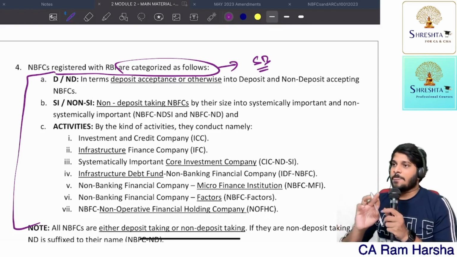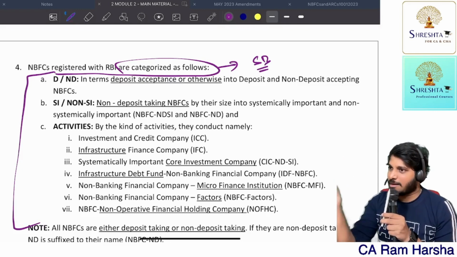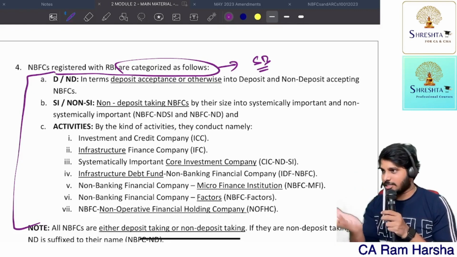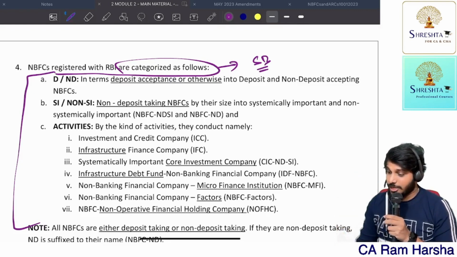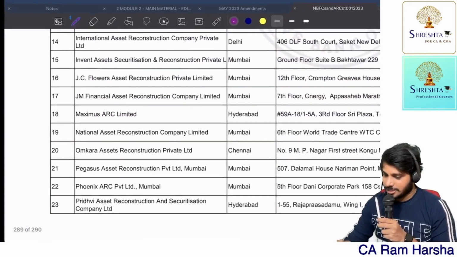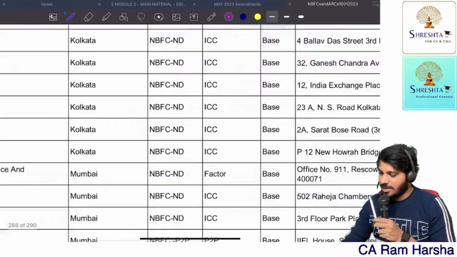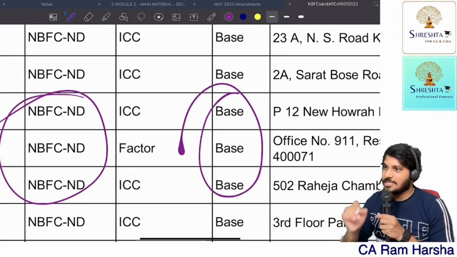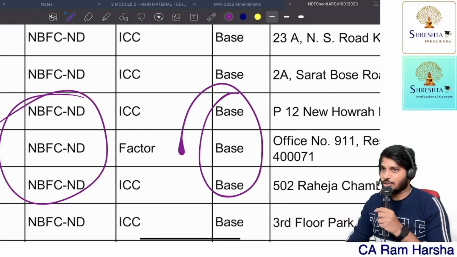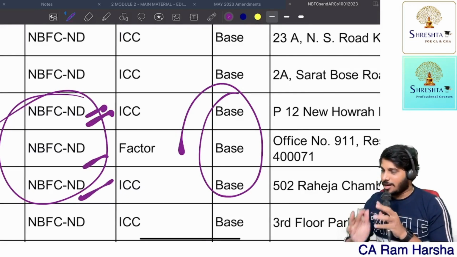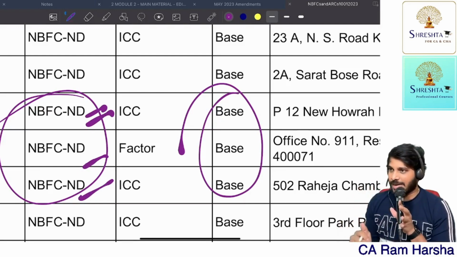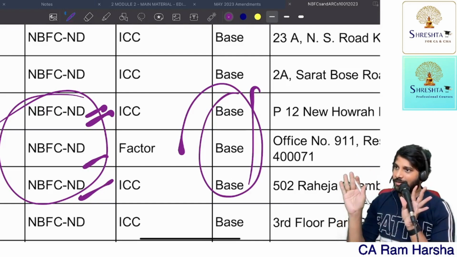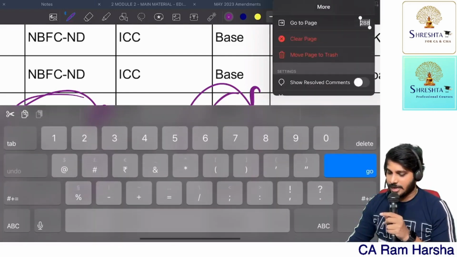In addition to that, they have given a classification of base layer, upper layer, middle layer. Right now we are classifying between deposit taking, non-deposit taking, systematically important, non-systematically important, fine. In addition to that, you see, this list itself is evidence that RBI did not replace the classification. The old classification is still there. In addition to that, a new classification is also given. So NBFC is based on activities: what they are exactly doing, based on directions, they classified like this. Based on scale, they classified like this. Both are prevailing. We'll see the first page to have better clarity.